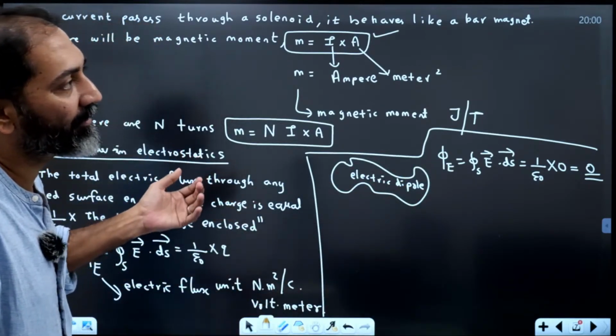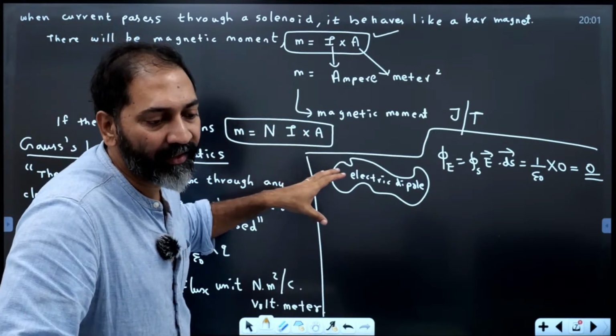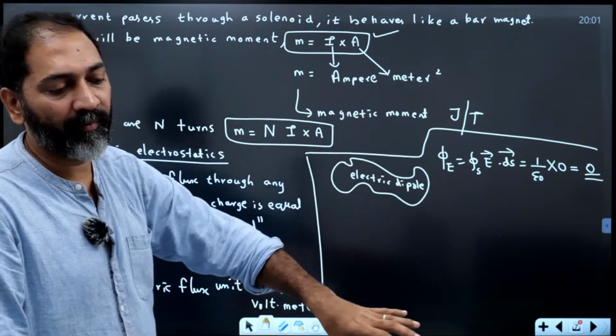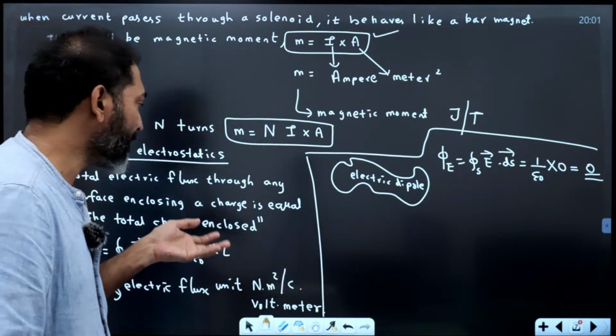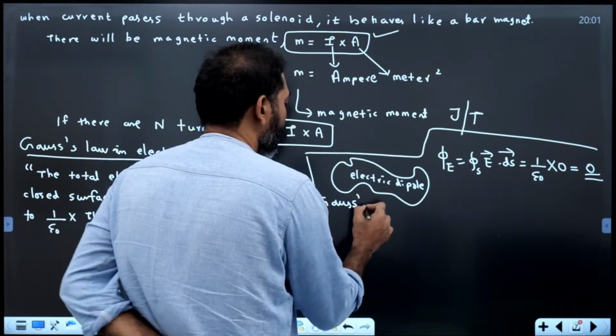If 5 coulomb positive charge is there, 5 coulomb negative charge will be there, so total electric flux will be 0. Similar to that, Gauss's law in magnetism.